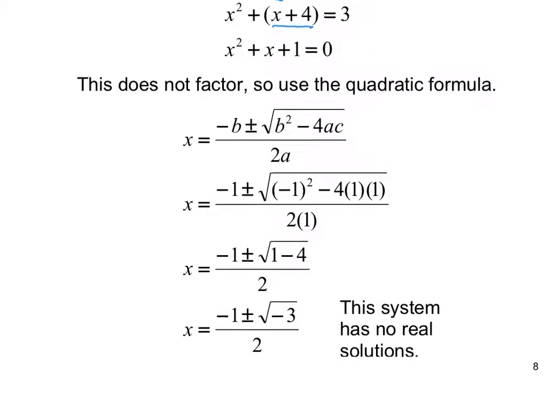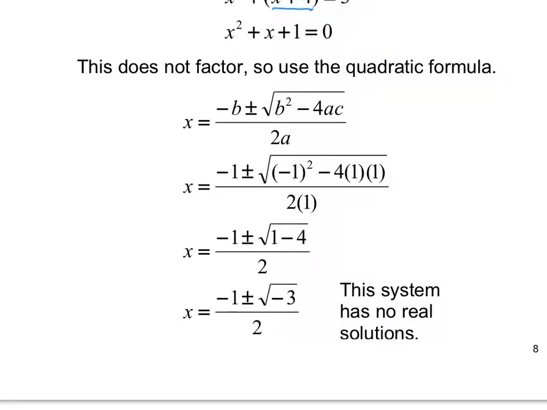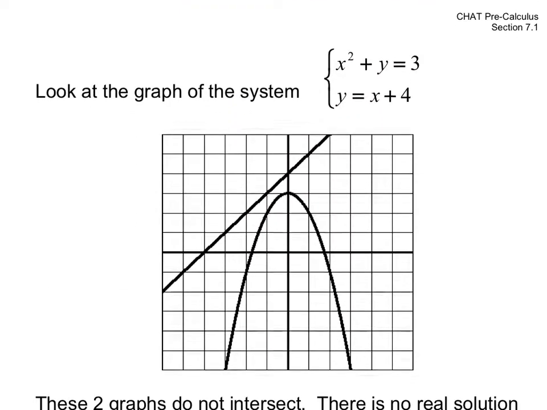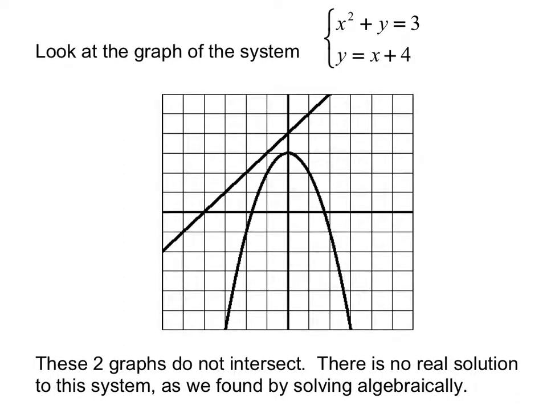This one doesn't factor. I put it in the quadratic formula, and I get something here that has a complex answer because of that negative under the radical. That means this system has no real solutions. So let's take a look at what that means graphically. If you look at the graph, these 2 graphs do not intersect. And that's what it means if you end up with no real solution. It just means that the graphs of your equations never will intersect.